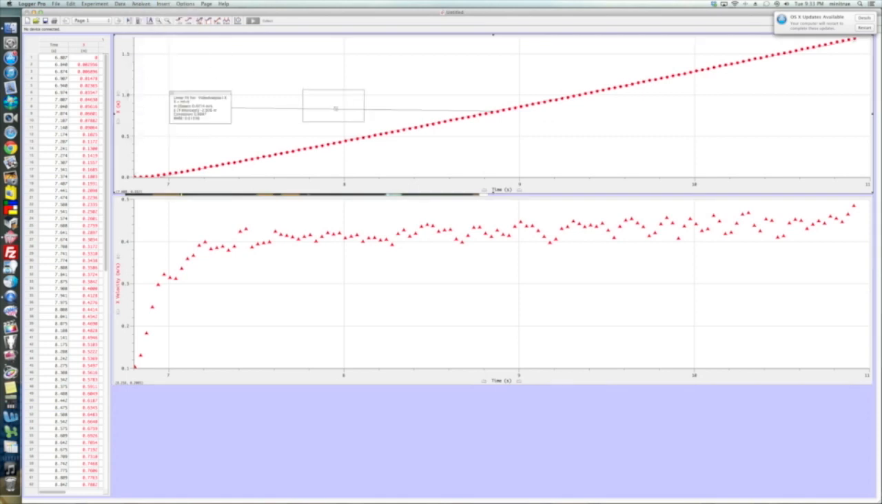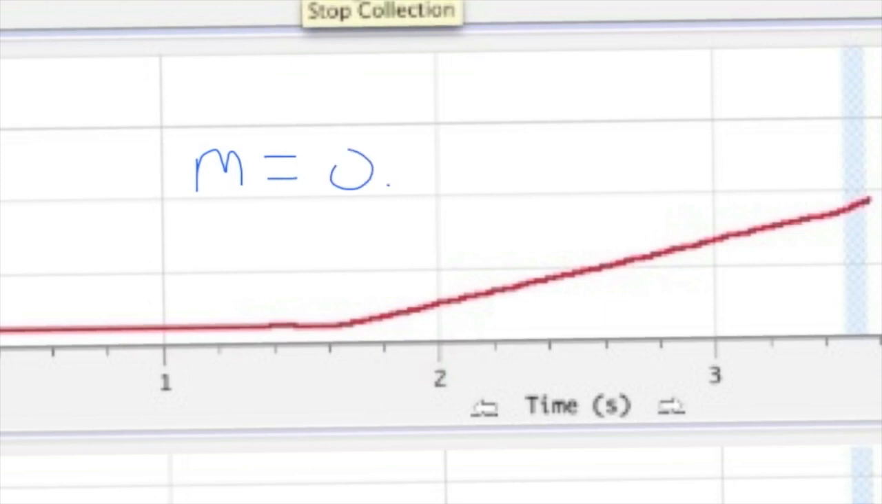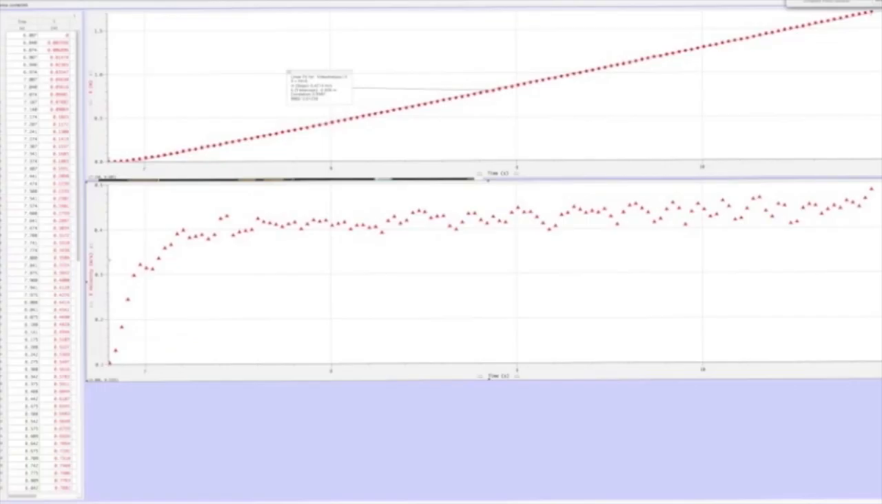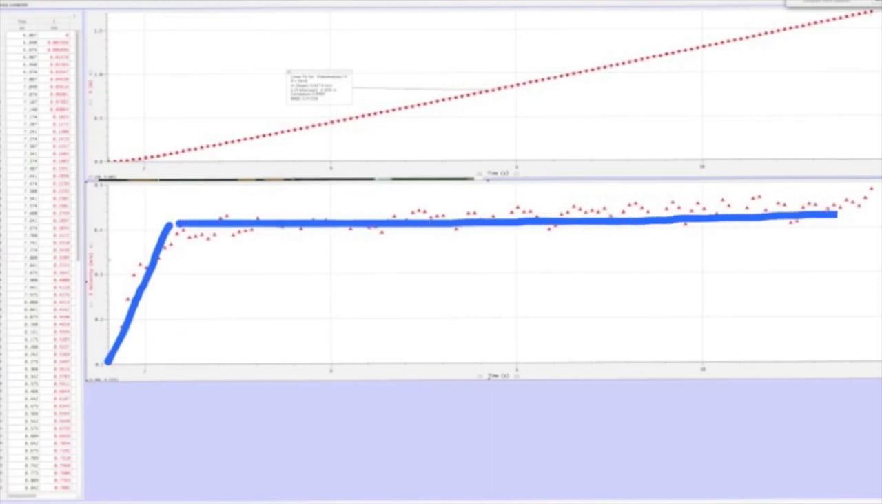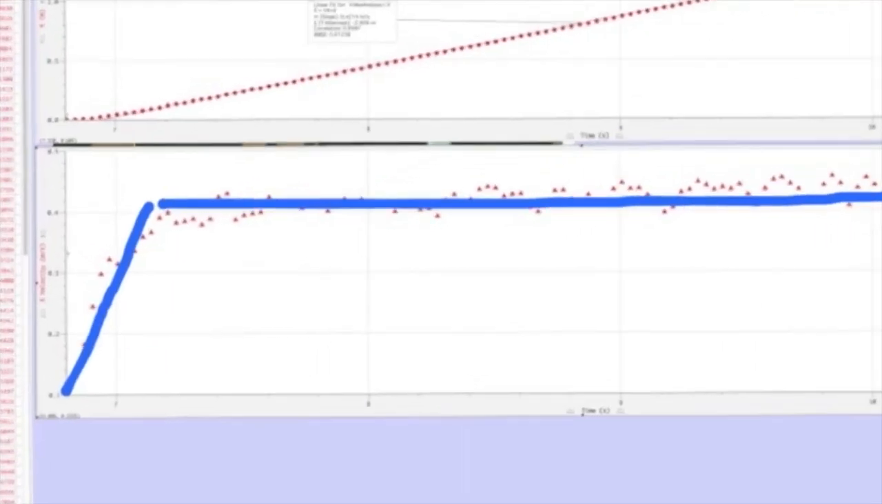I can put a linear fit on the position graph and get the slope, which represents the speed of the buggy. The graph indicates that the speed is about 0.42 meters per second. Now look at the velocity graph. The data is a little rough looking, but that's because we are zoomed in so close. In the first few instants, we can see the speed increases, but then it is constant for the rest of the time. Notice that this constant speed is just over 0.4 meters per second, just like the other graph suggested.